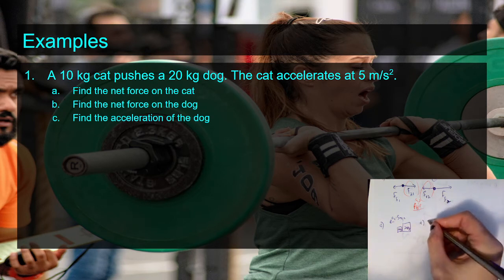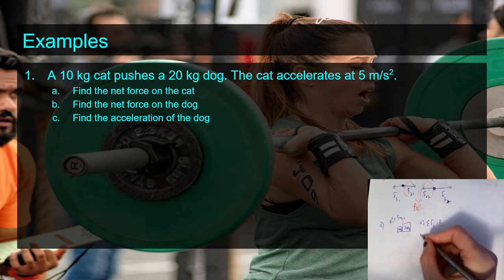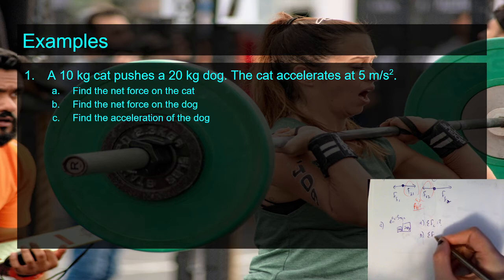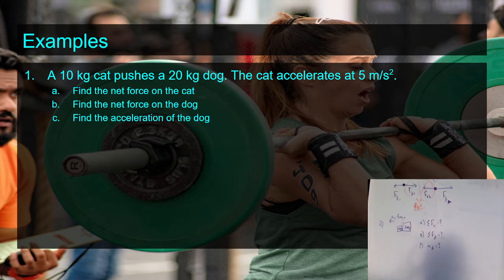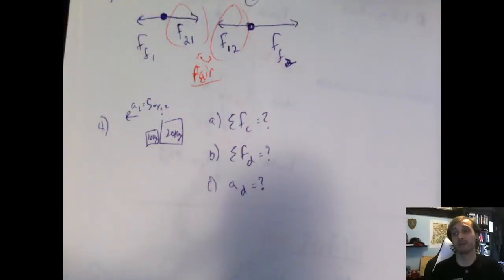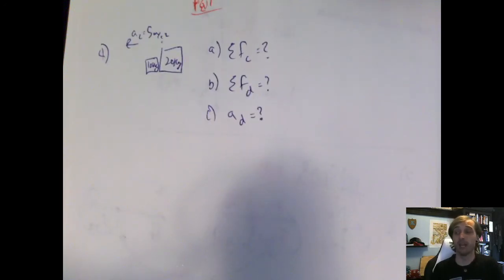A, we're supposed to find the net force on the cat. B, we're supposed to find the net force on the dog. And C, we're supposed to find the acceleration of the dog. As a heads up, in the future, if you were to see this problem, it would probably skip straight to part C, and you would have to realize that you need to do part A and B first in order to get C on your own.